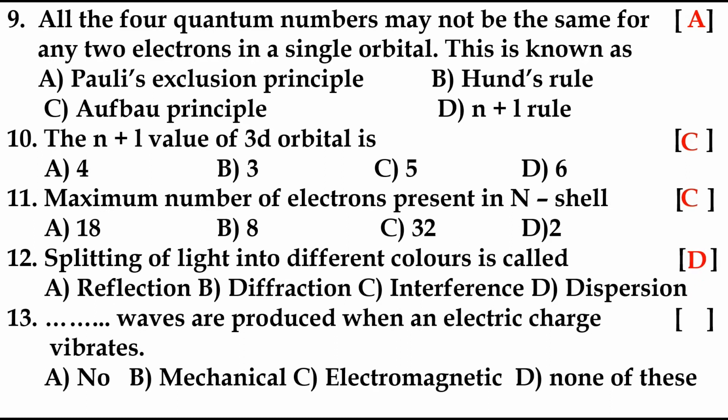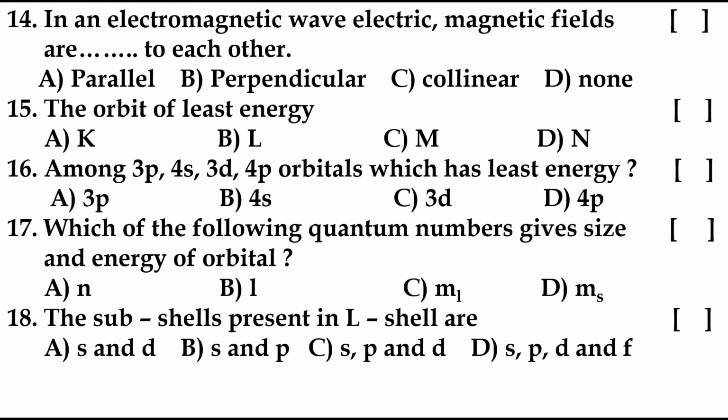13. Dash waves are produced when an electric charge vibrates. A, no. B, mechanical. C, electromagnetic. D, none of these. Option C, electromagnetic. 14. In an electromagnetic wave, electric and magnetic fields are dash to each other. A, parallel. B, perpendicular. C, collinear. D, none. Answer is option B, perpendicular.